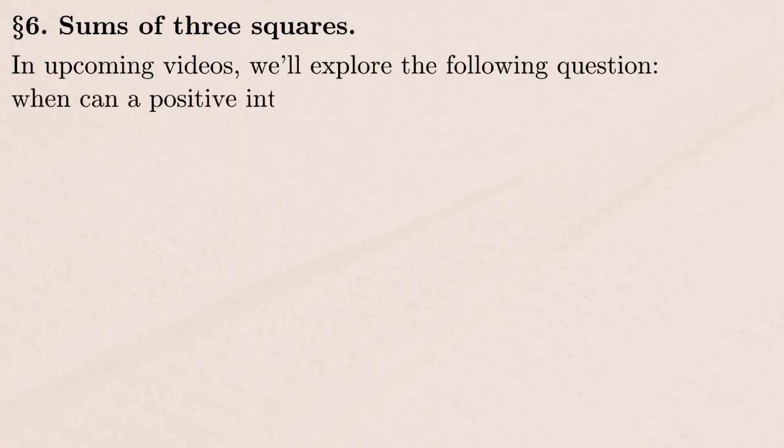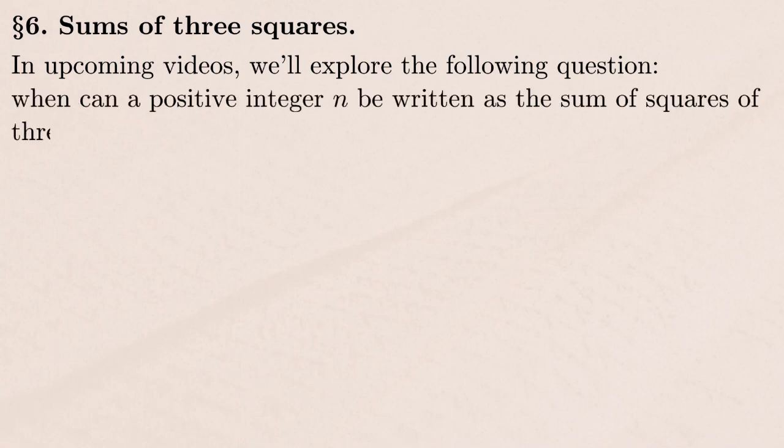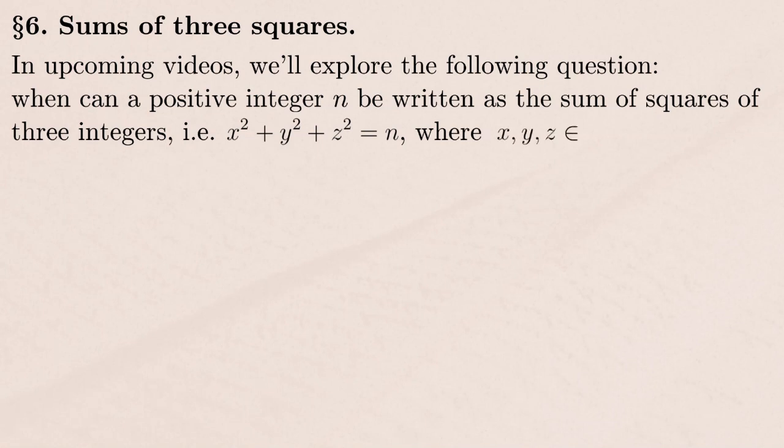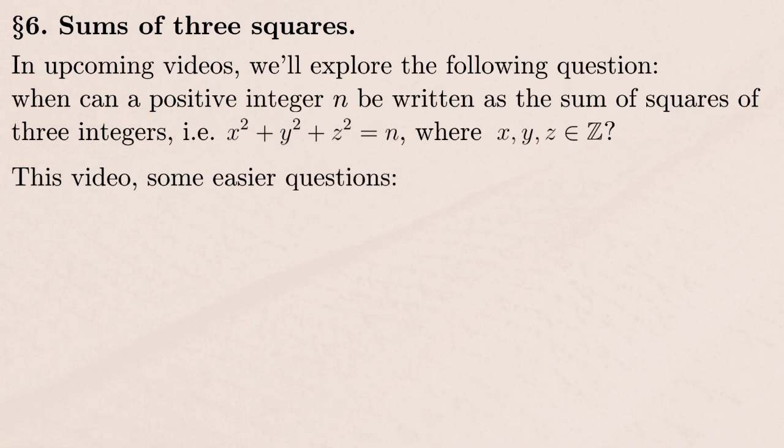Section 6. Sums of 3 squares. In upcoming videos, we'll explore the following question. When can a positive integer n be written as the sum of squares of three integers? That is, x squared plus y squared plus z squared equals n, where x, y, and z are in Z. This video will show that the corresponding question over Zp is much easier to answer.